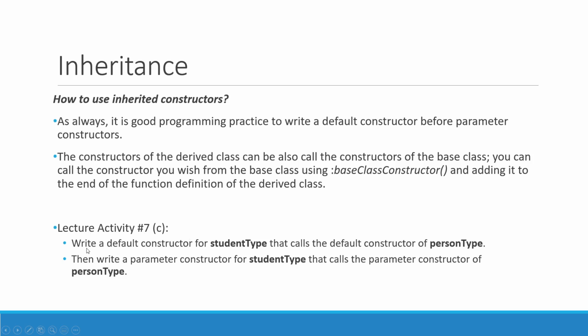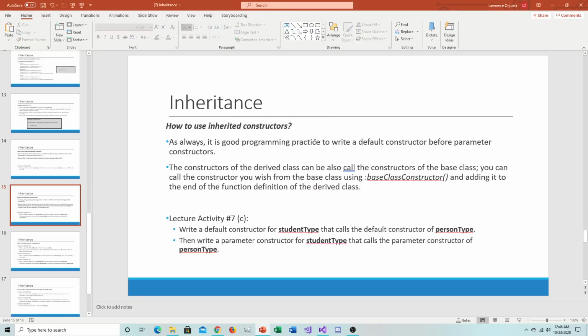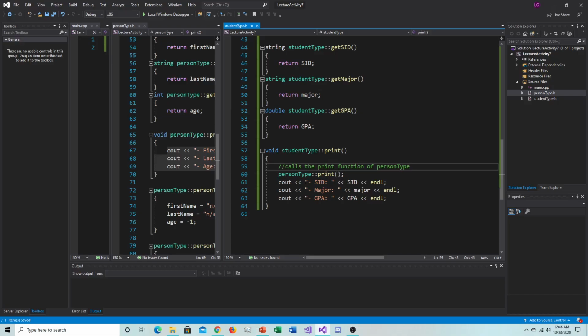Here in part C, we will write a default constructor for student type that calls the default constructor of person type. And then we will do the same thing: we will write a parameter constructor for student type that calls a parameter constructor for person type. So inheritance, even though it's powerful, has little nuances that you need to know. But we'll get through it.